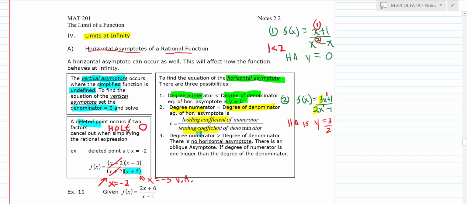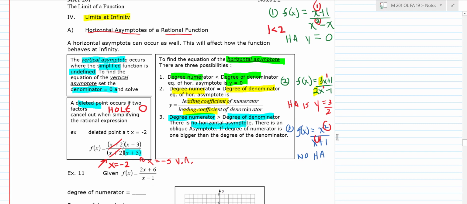And then the only other possibility is that the degree of the numerator is greater than the degree of the denominator. Then you don't have a horizontal asymptote. You'll have an oblique asymptote, which just means the asymptote slants, if the numerator is 1 bigger than the denominator. An example of that would be g of x equals x to the second over x plus 1. In this case, you would have no horizontal asymptote because the degree of the top is greater than the degree of the bottom. Okay? So those are the cases. That's how we're going to look at this.